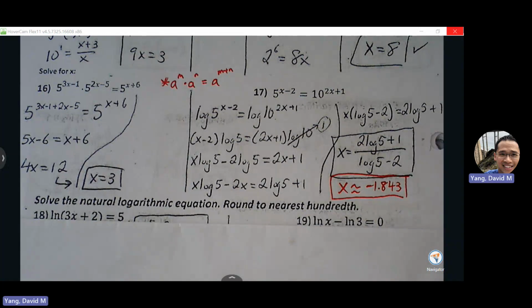Okay, 18, 19, solving for natural log. It's just pretty much the same as 14 and 15. It's just log base e, but approach it with the same strategy. Get it down to 1 log expression before considering converting into exponential form to release that x.